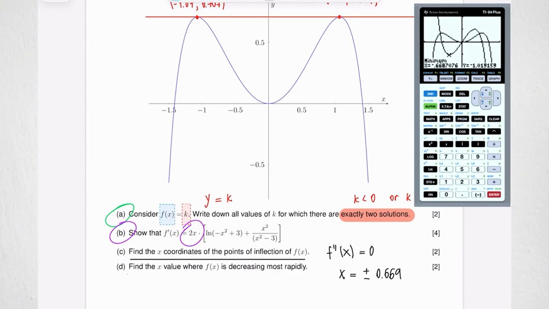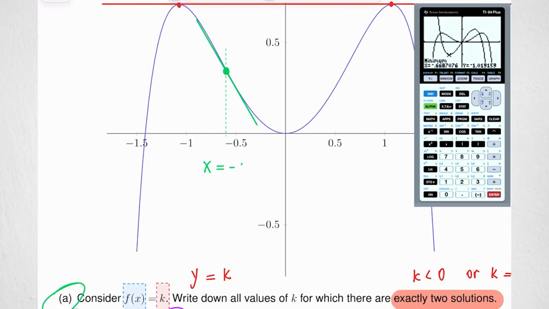And lastly, to address question D, the function is decreasing the most rapidly when we're at an inflection point where the derivative is negative, meaning when x is equal to negative 0.669. And that's it. We're done with this exercise.